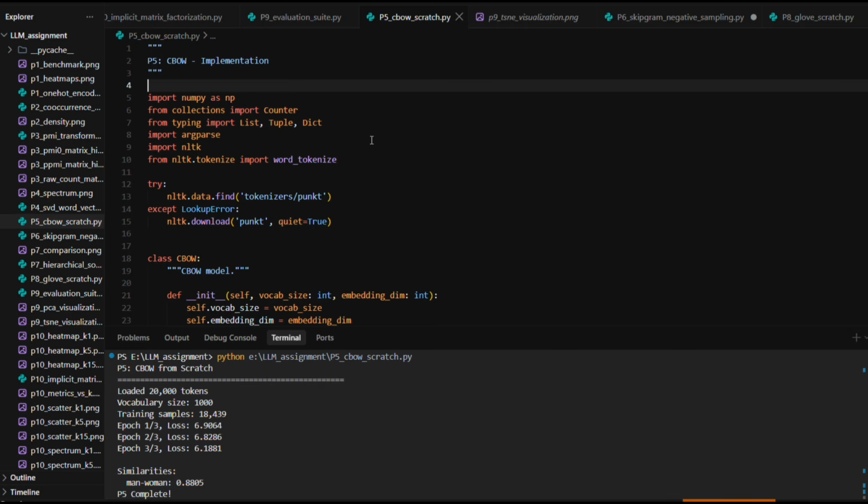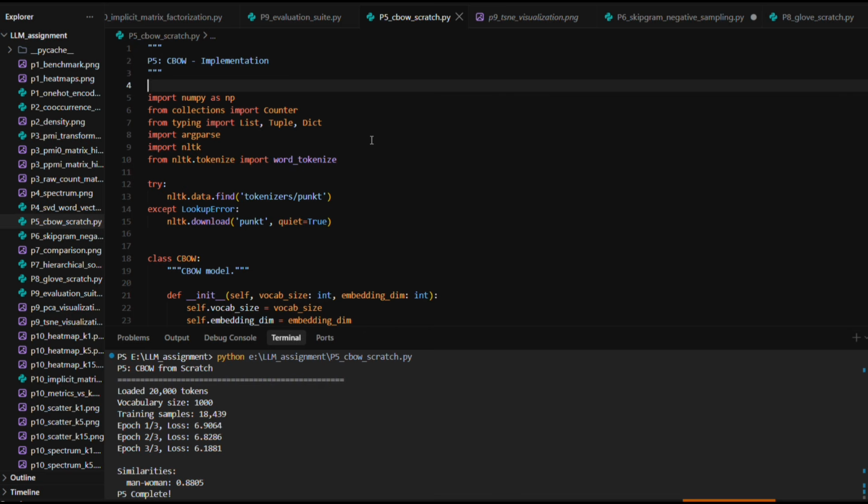The training uses stochastic gradient descent. We prepare training data by sliding a window over the corpus, collecting the pairs. For each pair, we do a forward pass, compute the loss, do a backward pass to get gradients, and update the weights with the learning rate. The output shows loss decreased over epochs as the model learns to predict center words from the context. We use a small vocabulary and few epochs for fast training.